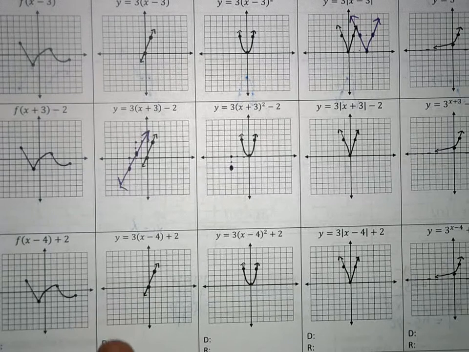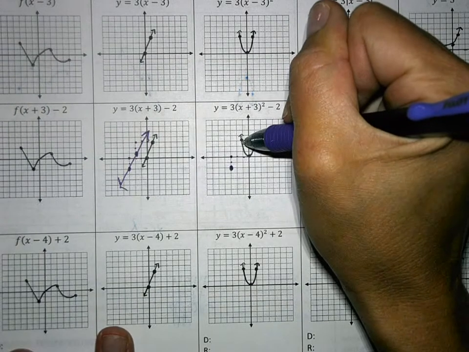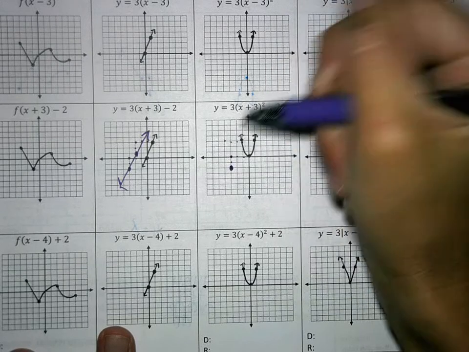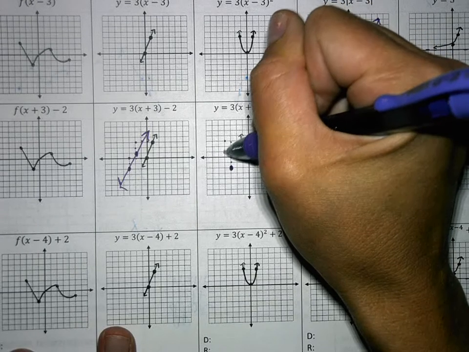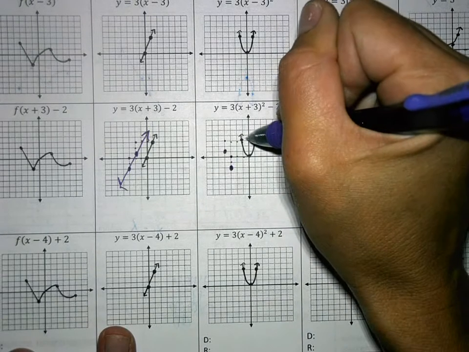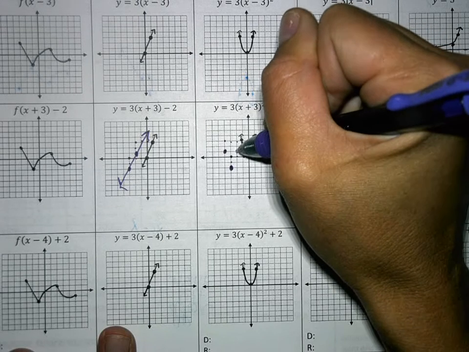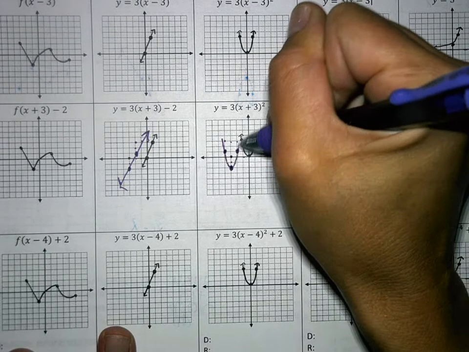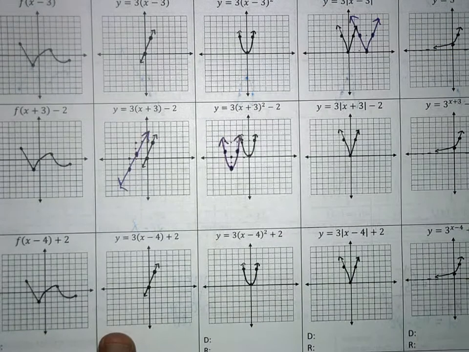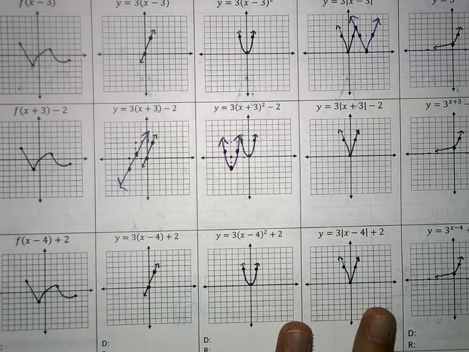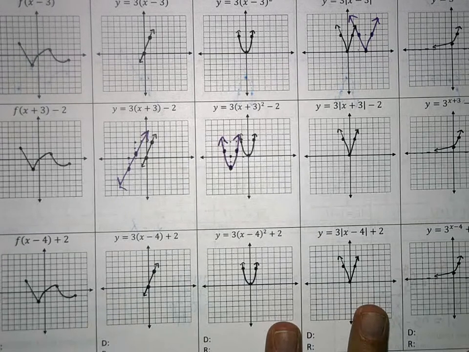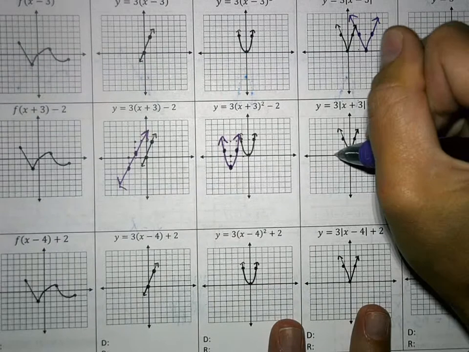Okay, and so then each of these points, I'm going to go left 3 and down 2. Okay, we'll move on now to the absolute value. Left 3 and down 2.